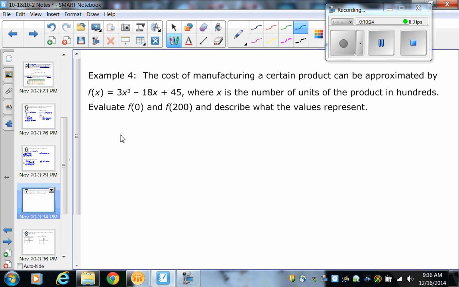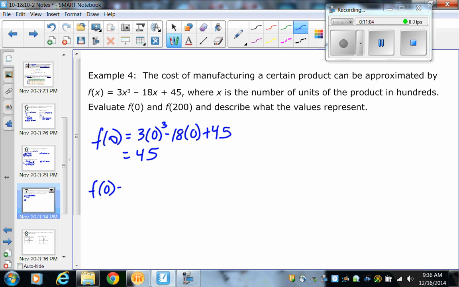Example 4 says the cost of manufacturing a certain product can be approximated by the function f of x equals 3x to the third minus 18x plus 45, where x is the number of units of the product in hundreds. Evaluate f of 0 and f of 200 and describe what the values represent. So for f of 0, we're literally just going to plug 0 in. So this is going to be 0 minus 0 plus 45, which is just going to give me 45. So what that is saying is that f of 0 equals 45.